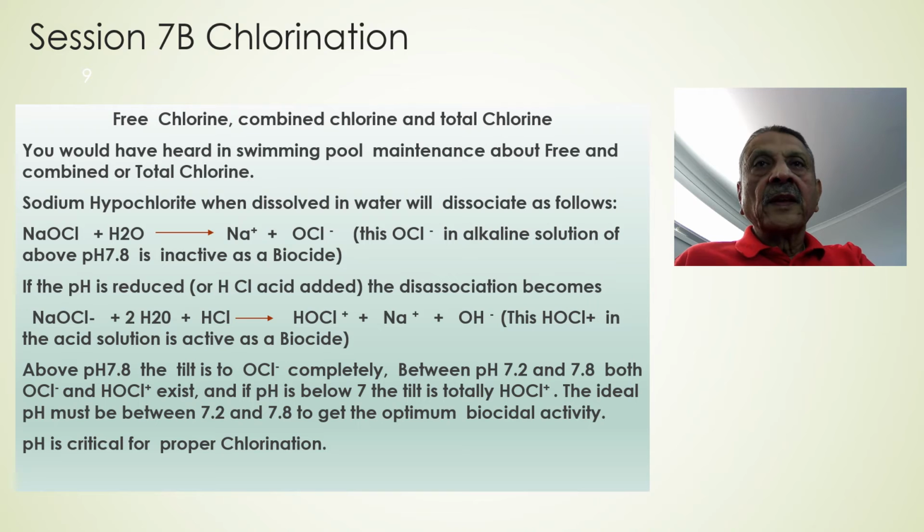Therefore, if you have swimming pool water above the pH of 7.8, your chlorine addition will not have any effect on killing your bacteria. Therefore, the pH is very critical for successful chlorination.